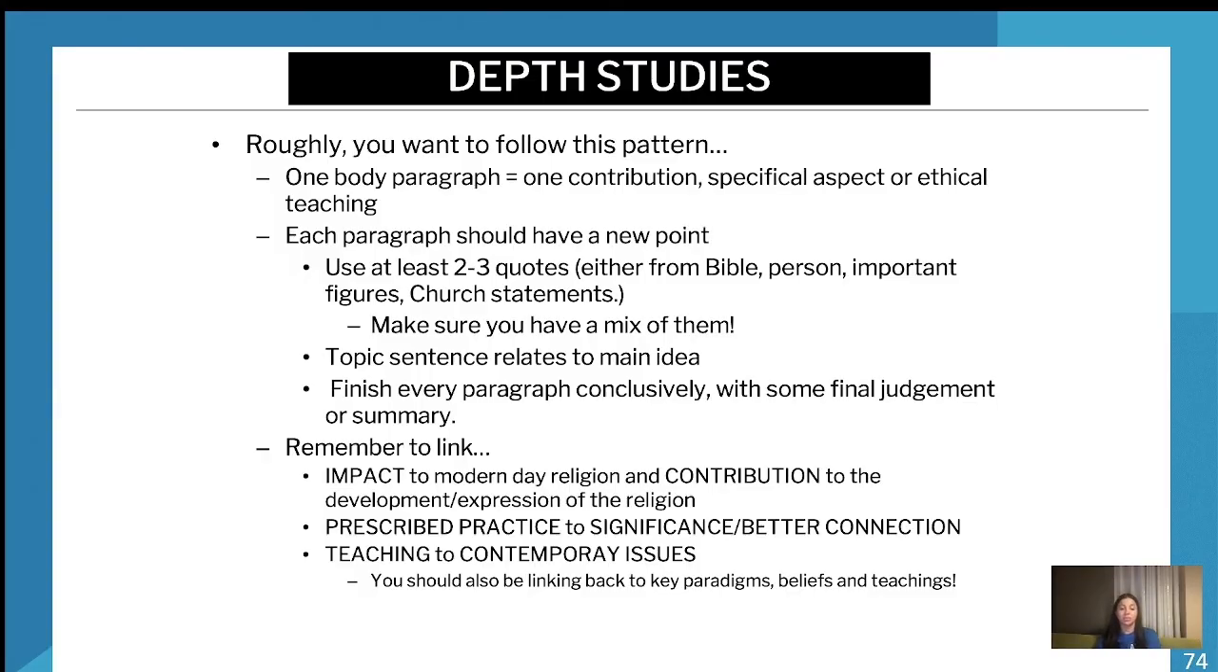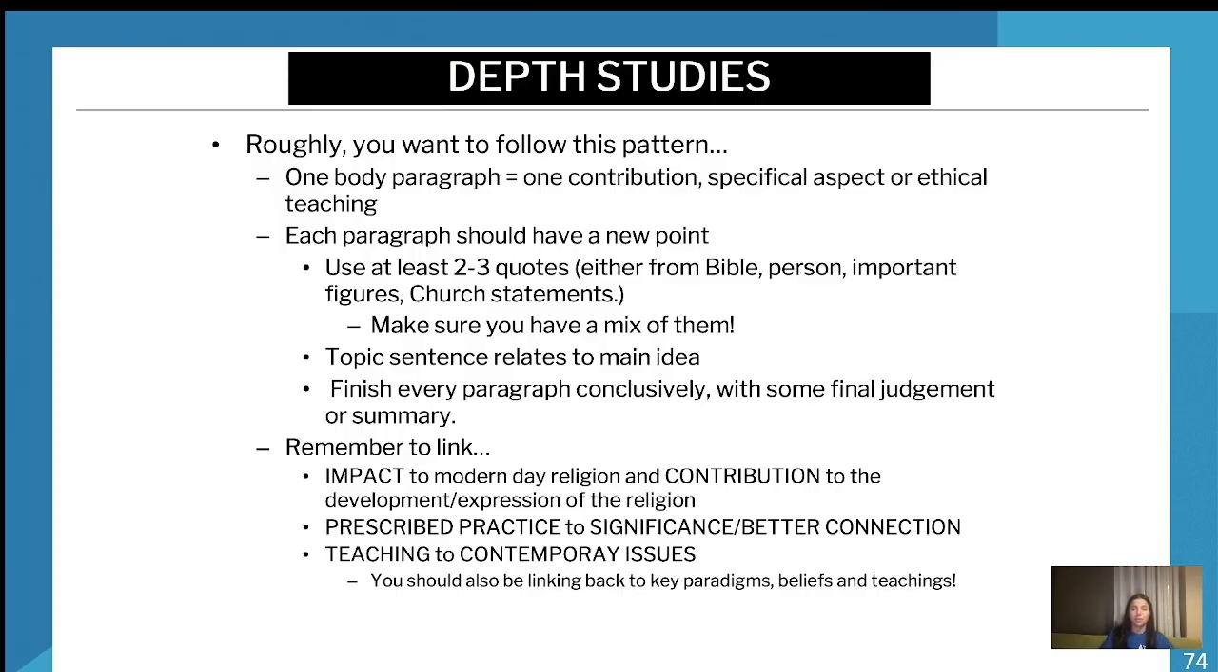It's really important, and these are the most important things that you do in your response to stand out and get that Band 6, to link it to the impact of the modern-day religion and the contribution to the development and expression. A lot of the time that'll be in the question, so this is stuff that you can prepare and do some practice work on. The prescribed practice, its significance and connection, and the teaching of contemporary issues.